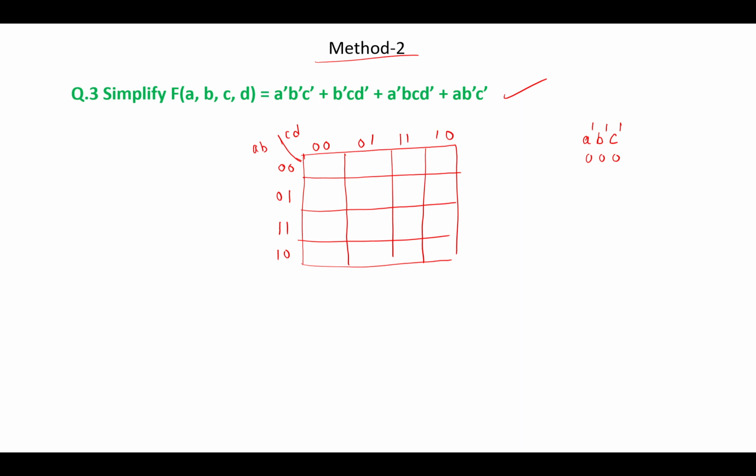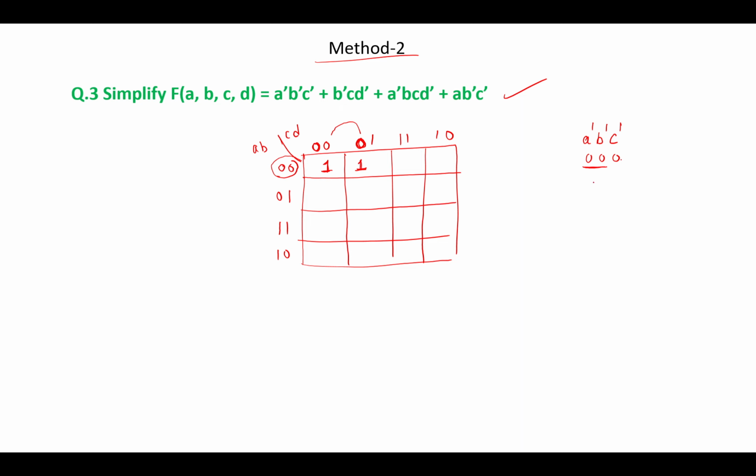Okay, so A bar B bar means both are 0 0. So this is 0 0, and C is 0. That means there are two possibilities. So maybe your min term is included here and also included here. Okay, because your C is 0. So in these two positions, one is to be included.